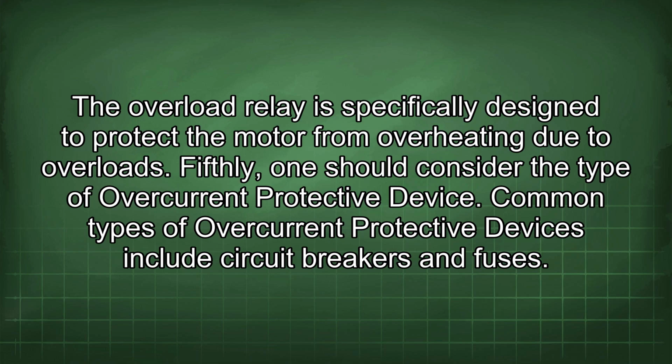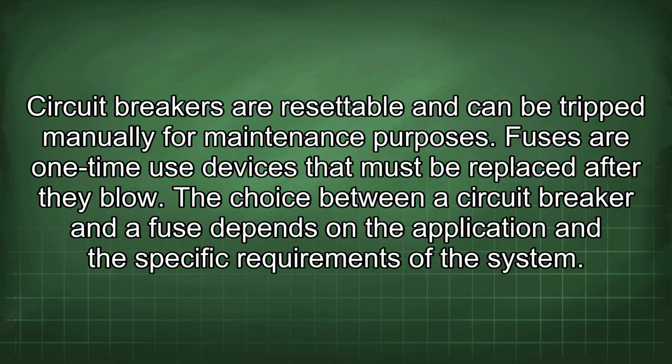Fifthly, one should consider the type of overcurrent protective device. Common types of overcurrent protective devices include circuit breakers and fuses. Circuit breakers are resettable and can be tripped manually for maintenance purposes. Fuses are one-time use devices that must be replaced after they blow. The choice between a circuit breaker and a fuse depends on the application and the specific requirements of the system.